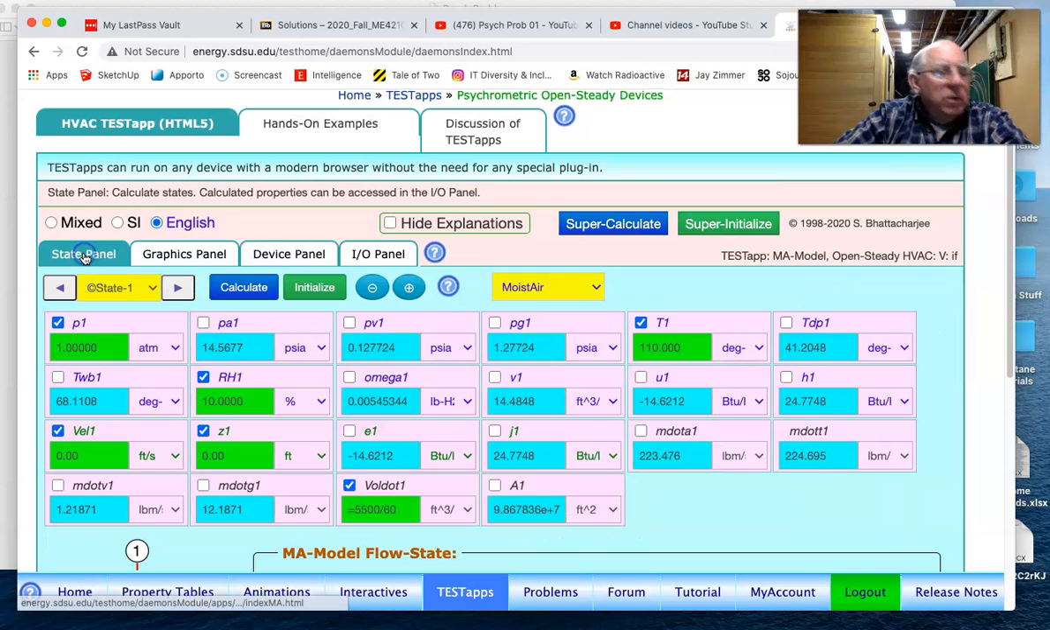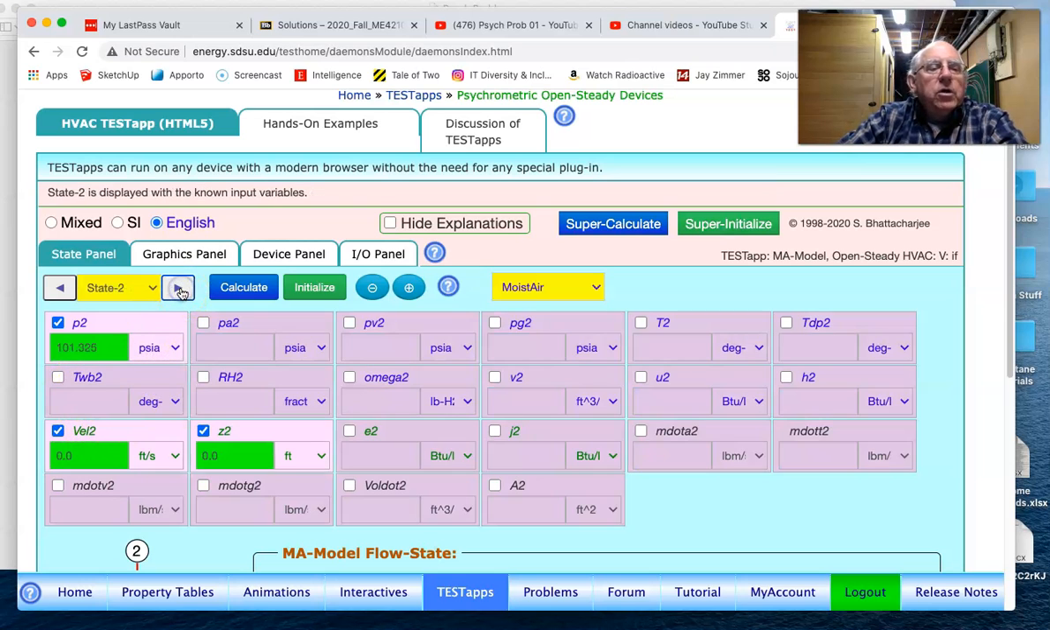Okay, so we've gotten our first state, and at this first state, we see that the wet bulb temperature is 68.1 degrees Fahrenheit. That's what's going to stay constant as we go to state 2. So we can go ahead and put in our value at state 2, which is the wet bulb temperature 1.